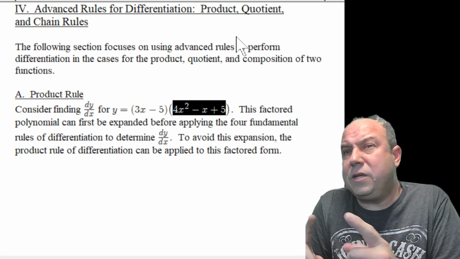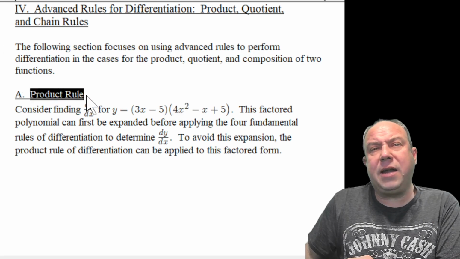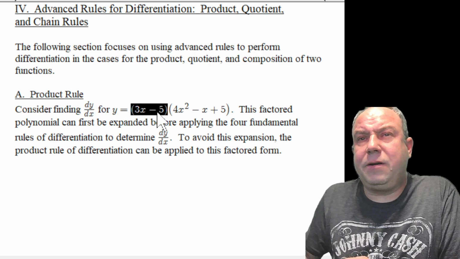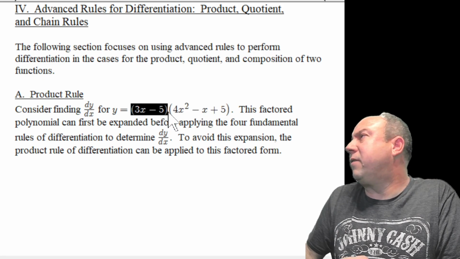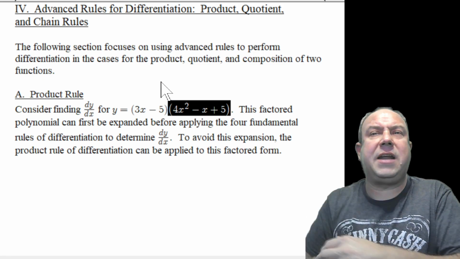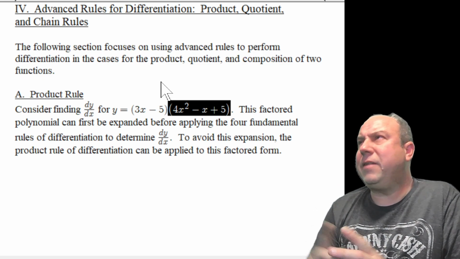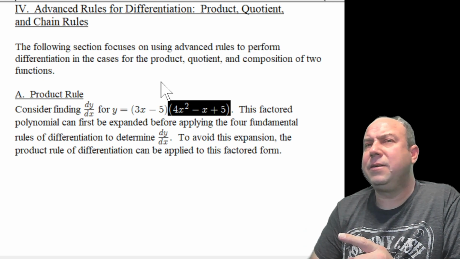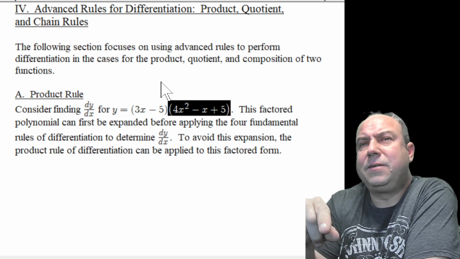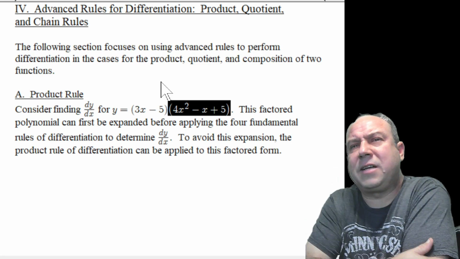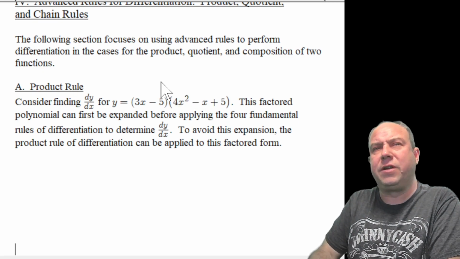However, there is another approach we could consider, involving what we would call the product rule, because what we are seeing here on the right-hand side of our value for y is the product of two separate functions. We have the product of 3x minus 5 with the quadratic 4x squared minus x plus 5. Instead of expanding out that product, we could consider calculating the derivative with just the factors of that product, the 3x minus 5 and that quadratic 4x squared minus x plus 5. We can use what we call the product rule for differentiation.